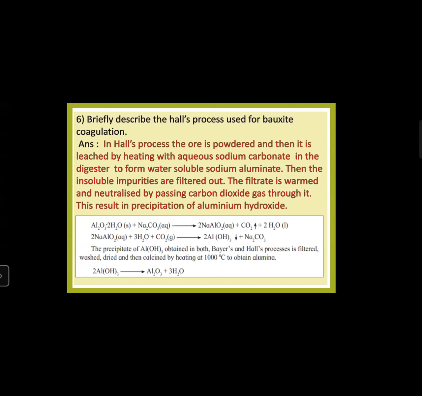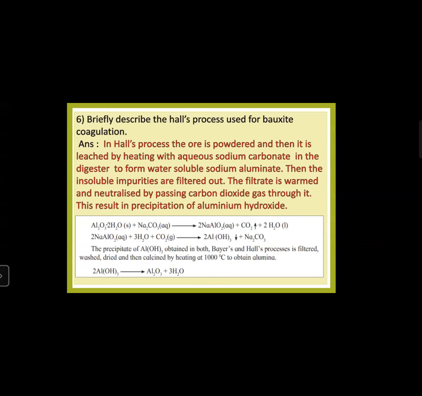Then the insoluble impurities are filtered out. The filtrate is warmed and neutralized by passing carbon dioxide gas through it. This results in precipitation of aluminum hydroxide. Now look at the reaction: bauxite ore reacting with sodium carbonate.